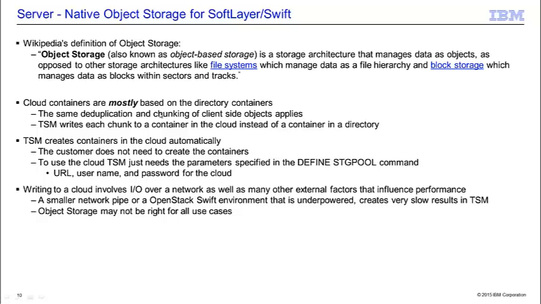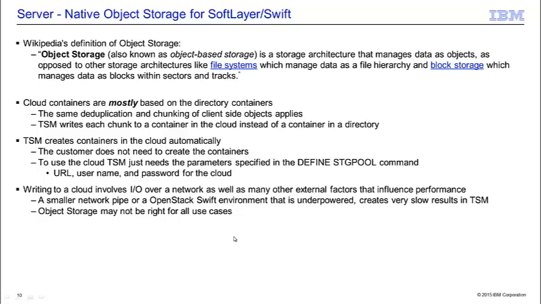So when we do write out to these clouds, we're basically doing what we do with a directory container, except that we're using this object-based storage, but we're still using the same dedupe strategy and still using the extents to write out to those. And obviously we're still automatically creating those containers and managing them in the cloud. So the customer does not have to do anything specific.